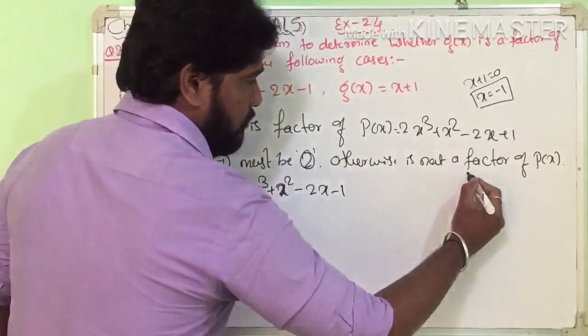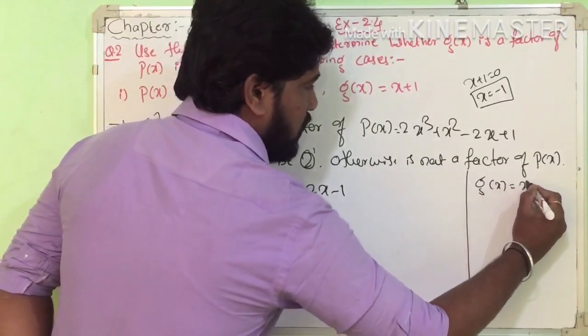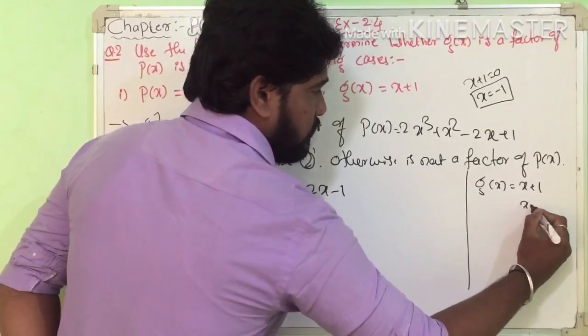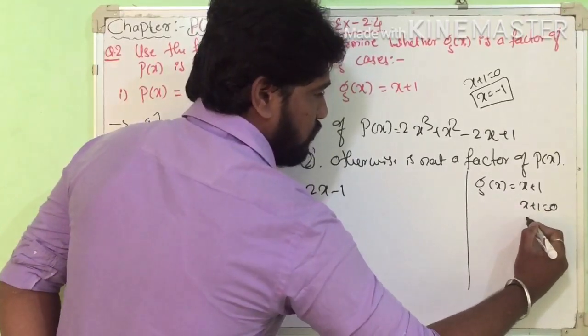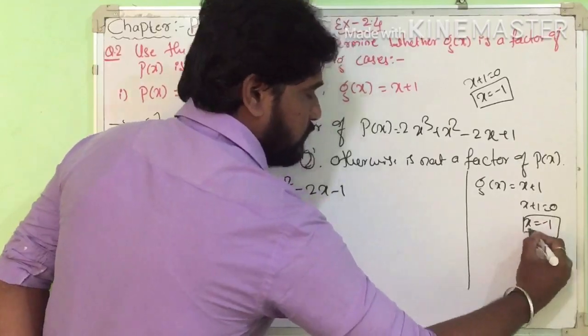So otherwise we will make here g of x is equal to the given x plus 1. So x plus 1 is equal to 0, so we want to find out 0. So this is equal to minus 1.